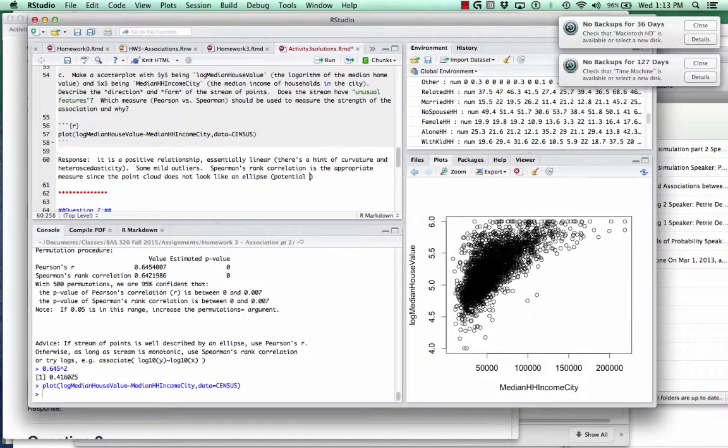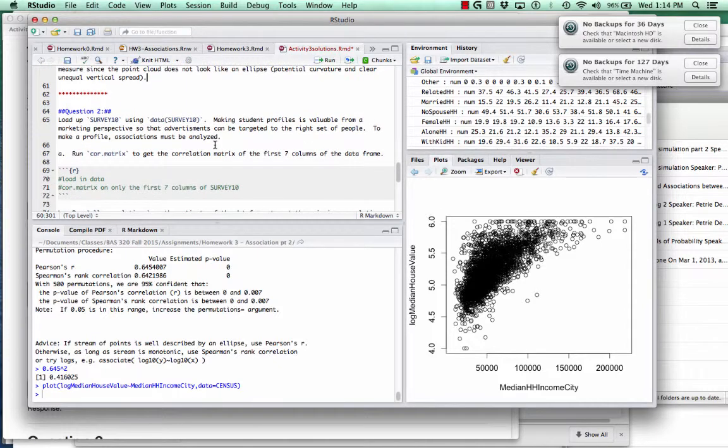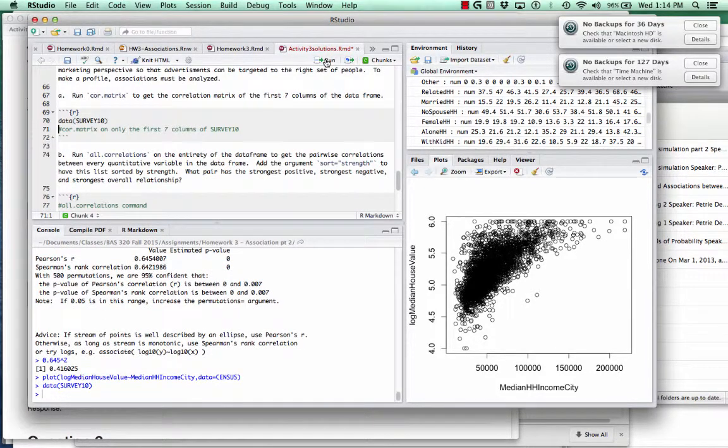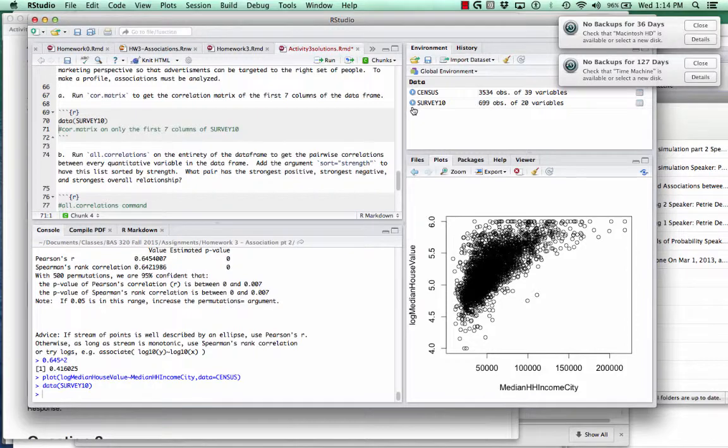So there's potential curvature and clear unequal vertical spread. That vertical spread is a lot bigger on the left than it is on the right here. All right, so question 2 now asks us to load up the Survey 10 data frame that's built into Reg class. So I will do library. I'll do data Survey 10, run it to make that data frame available. So there it is.